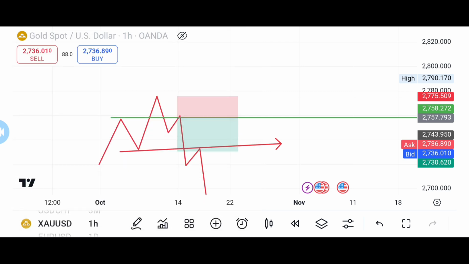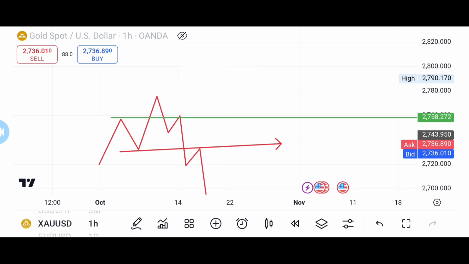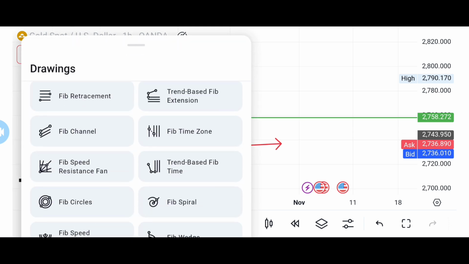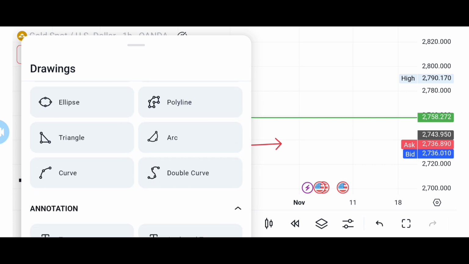And I always say, if the neckline is not yet broken, close that trade. Okay, so that is how you are going to enter if you are an aggressive trader. But if you are a conservative trader like me, you shall be waiting for that neckline to be broken.